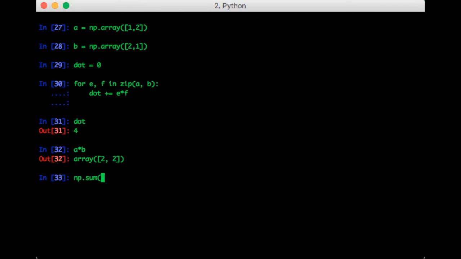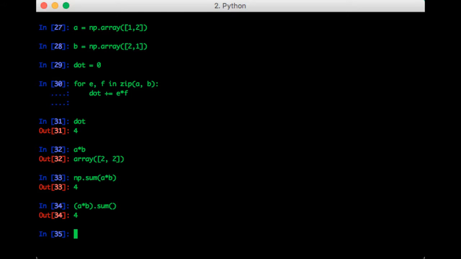Luckily, Numpy has a sum function that allows us to do just that. So we call np.sum, and we pass in A times B. So that gives us the expected result. One interesting thing about Numpy is that the sum function is an instance method of the Numpy array itself. So an alternative way of doing this would be (A times B).sum, and that gives us the same answer.